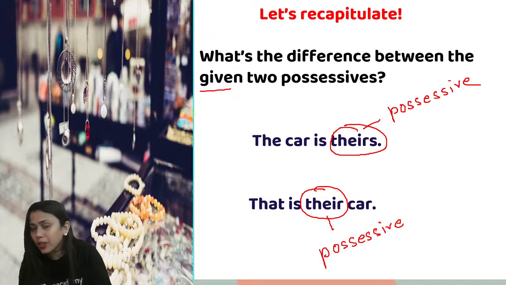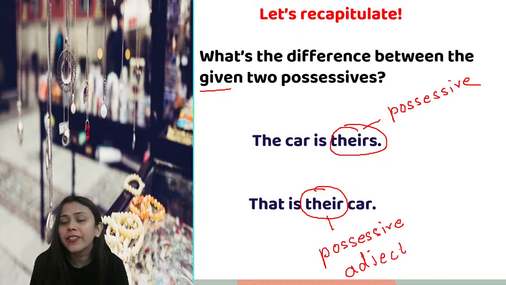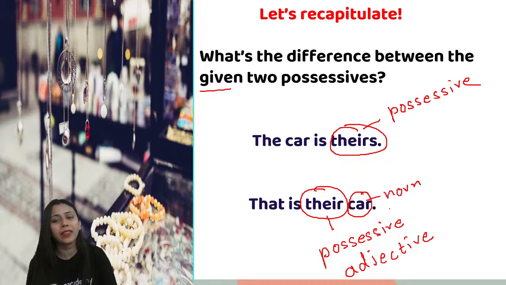Second one is possessive adjective. Very good. Why is the second one a possessive adjective? Because it is placed before a noun, and it is modifying the noun.